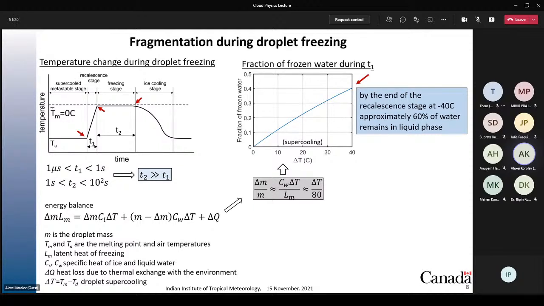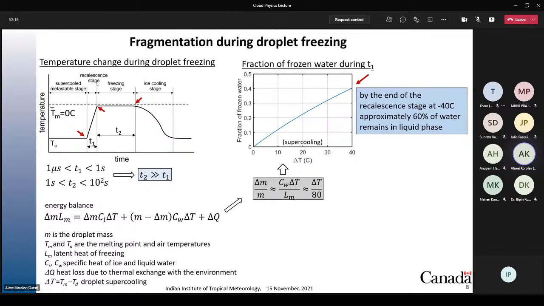Historically, the first secondary ice production mechanism recognized was fragmentation during droplet freezing. This mechanism involves a number of different physical processes, and I'll start by explaining them, to get to the point of how this fragmentation during freezing may occur. These mechanisms start from the freezing of a droplet. The freezing can be split into three different time intervals. First, right after nucleation, during a very short period of time, a network of ice is growing through liquid water.